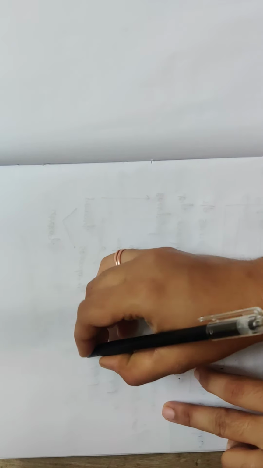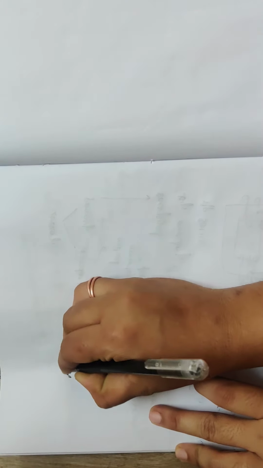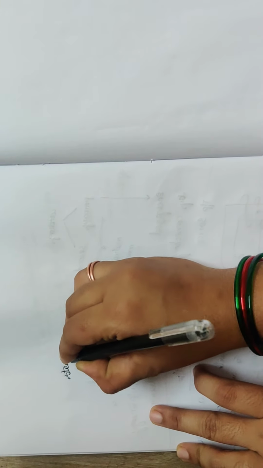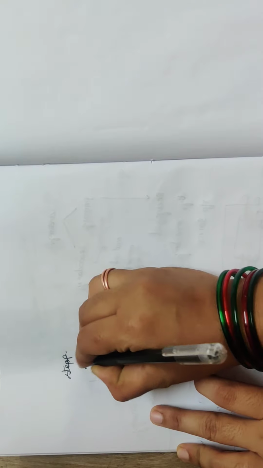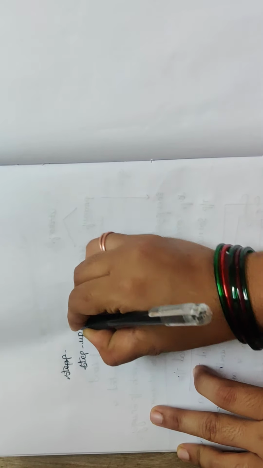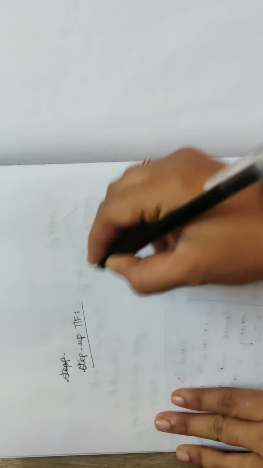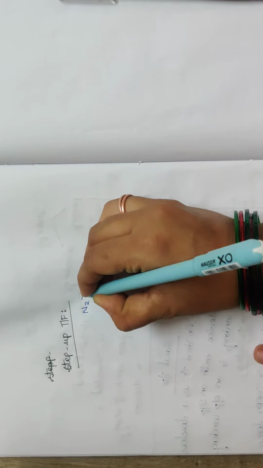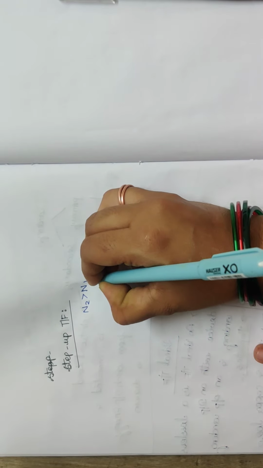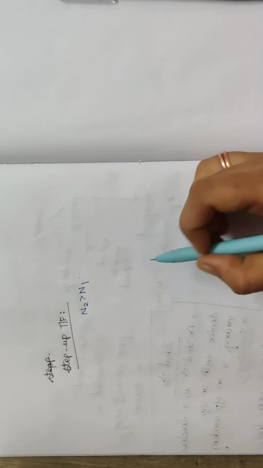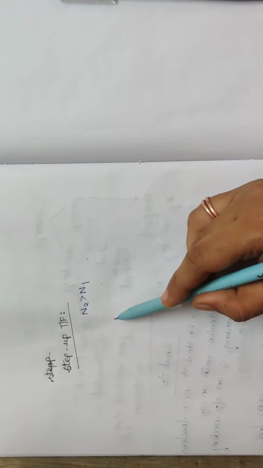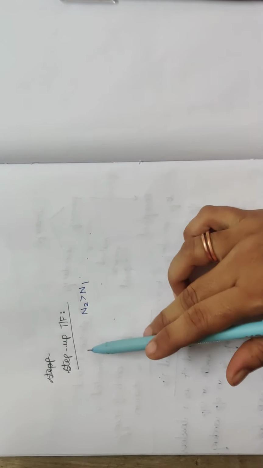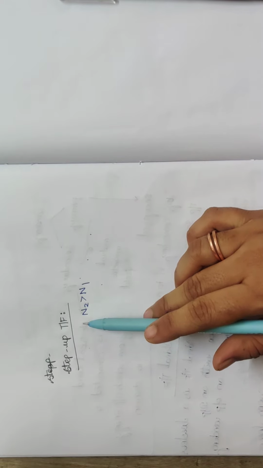Now coming to the transformer classifications. First we have a step up transformer. How is a step up transformer defined? If the number of turns on the secondary winding is greater than the number of turns on the primary, then it is called a step up transformer. Or, if the number of turns increases from the primary to the secondary, then it is also called a step up transformer. I can give 2 definitions.